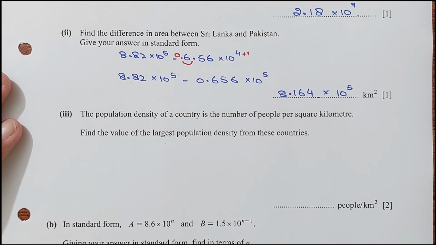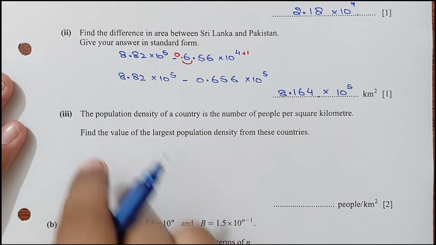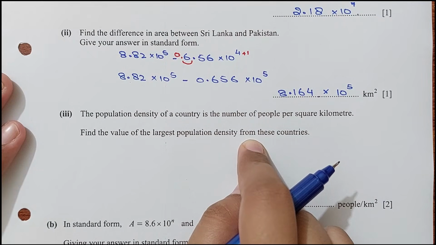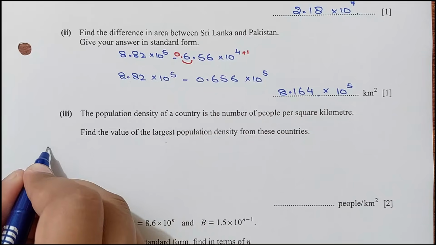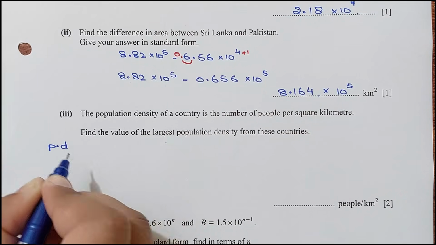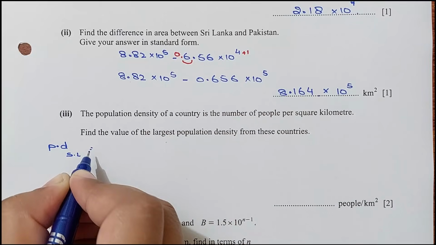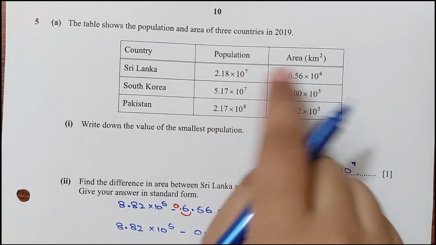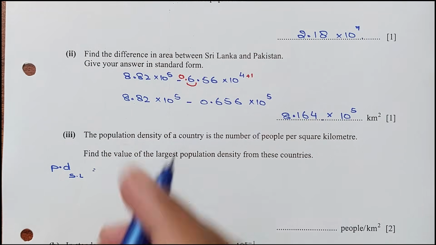Now for part 3, the population density of a country is the number of people per square kilometer, means population over area. Find the value of the largest population density from these countries. Okay, so the population density, let me solve for Sri Lanka. Population over area, right? We have to divide and we need to pick the largest one.